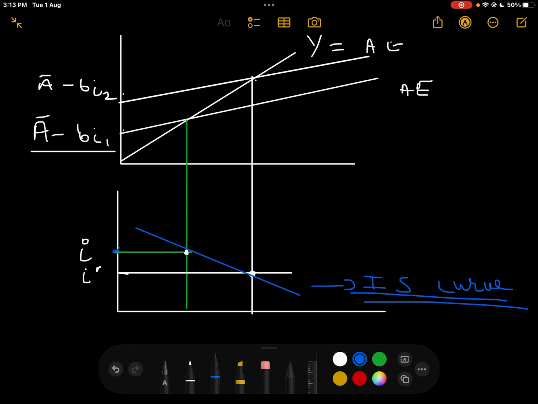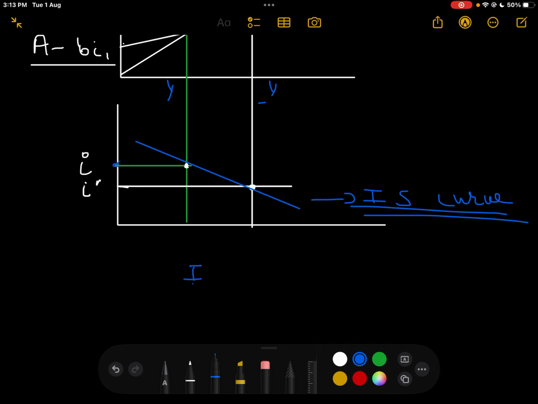So I hope you understood the derivation of the IS curve. It shows that if the interest rate falls, then our autonomous component, this intercept, will increase and shift upward, and the level of income will also increase. This was our initial level of income and this is our new level of income.